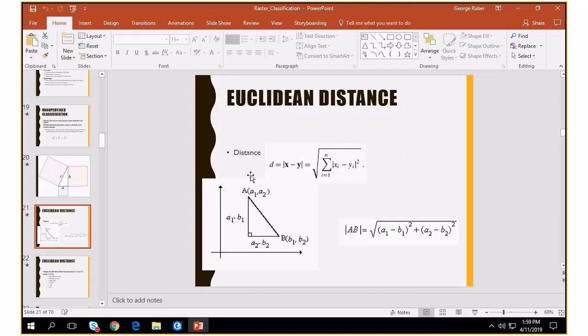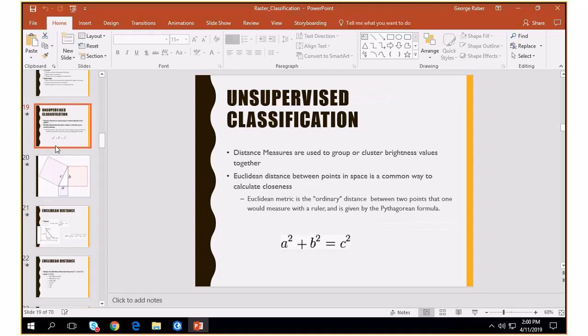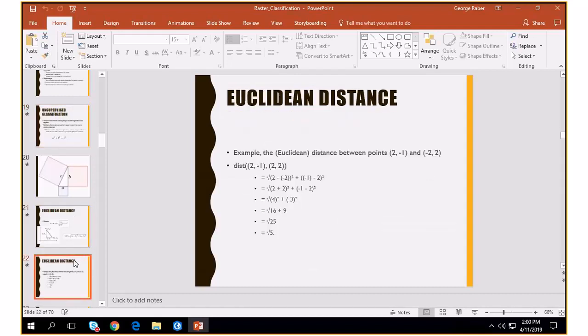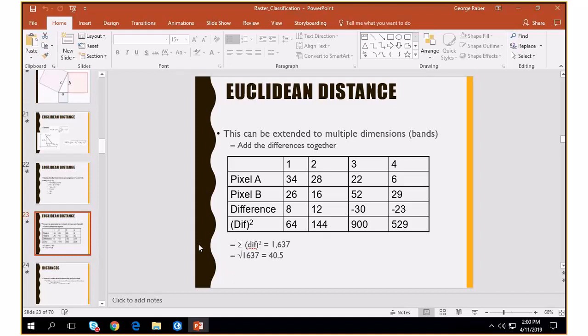Now, what happens if we have 5 bands or 10 bands or 20 bands? Well, the software can still find the Euclidean distance. It involves a lot more math, but it's still just the Pythagorean theorem in theory. It's the minimum distance in n-dimensional space, so there's more space associated with it. So it can be extended to multiple bands.